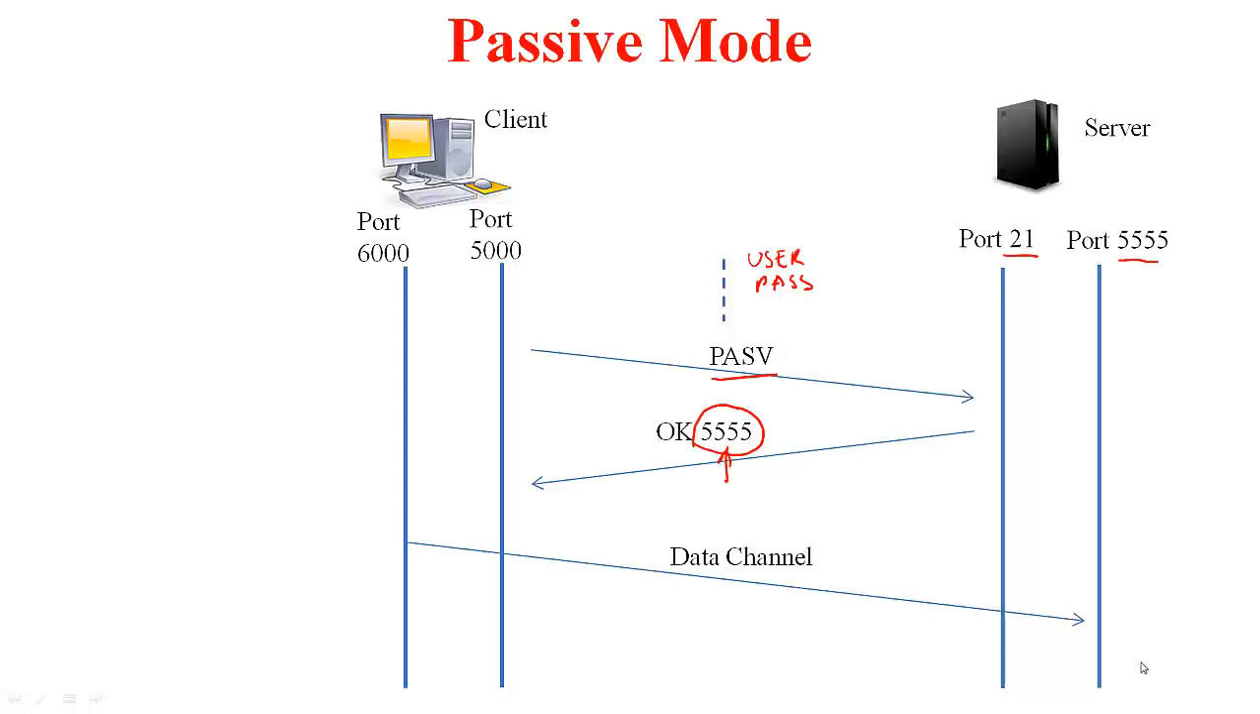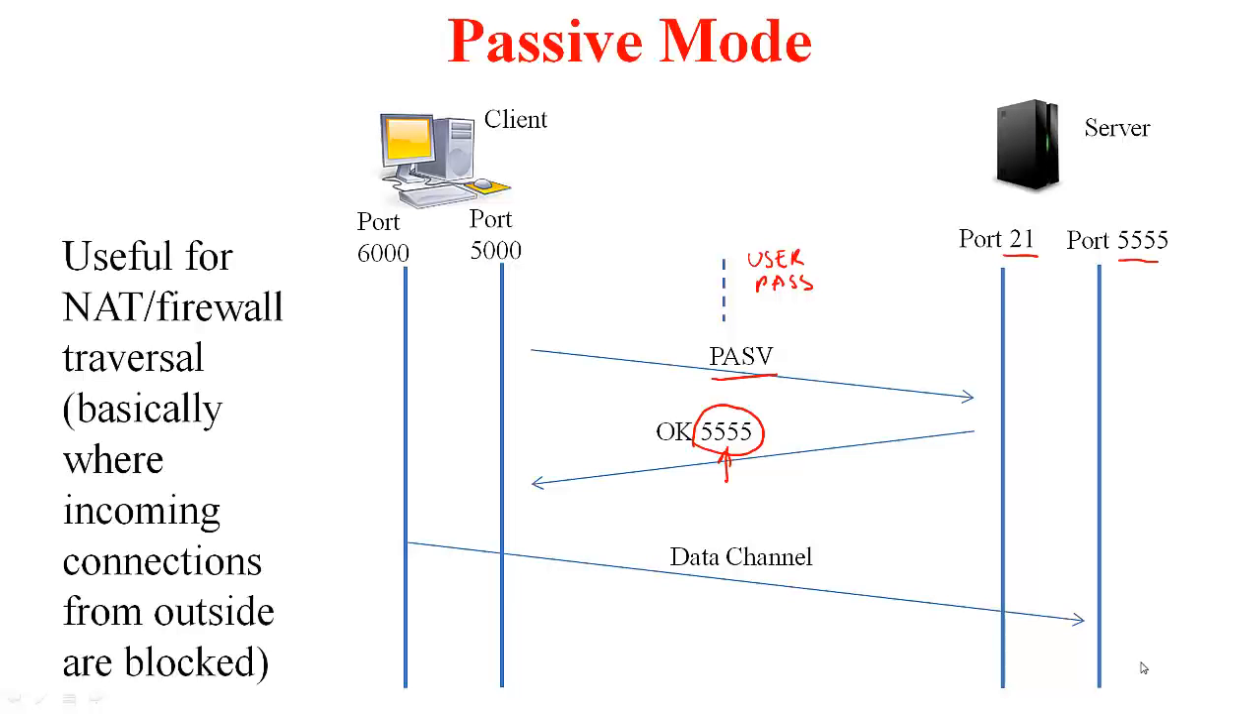Now, why do you think this passive mode arose? In other words, why can't we just manage with active mode? In what settings will active mode not work, thereby requiring passive mode? Well, if you have firewalls or NAT where incoming connections from outside are blocked or can't get in, then you need passive mode. So FTP can also be demonstrated via telnet.